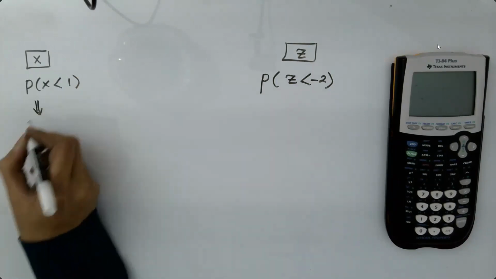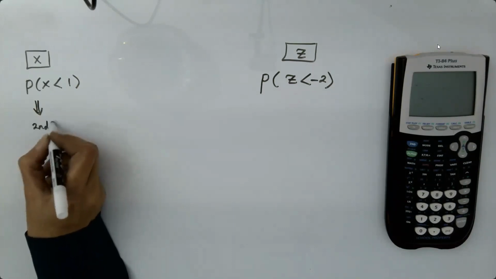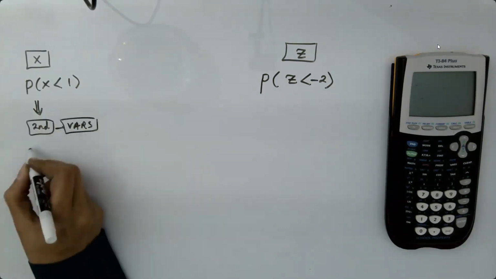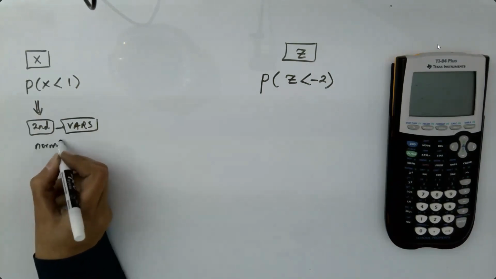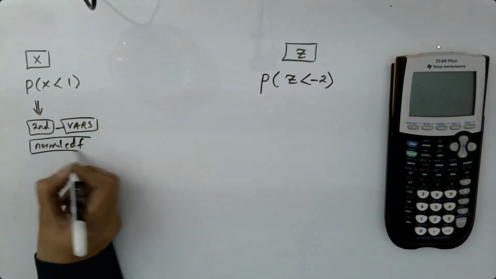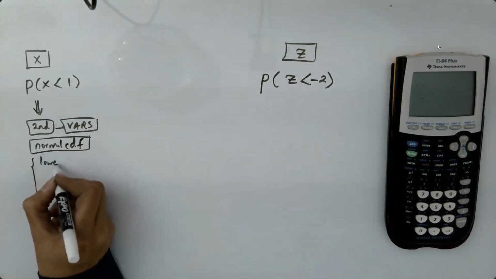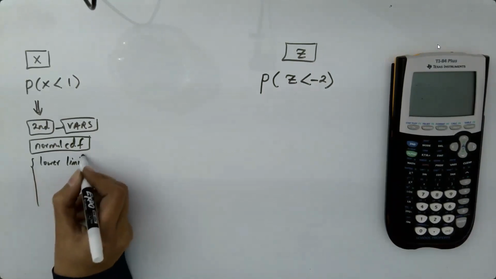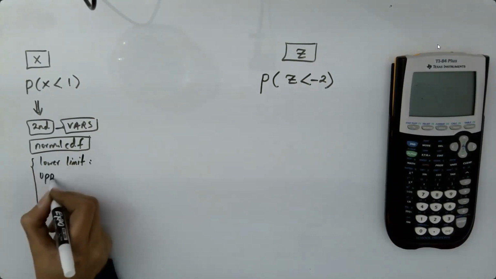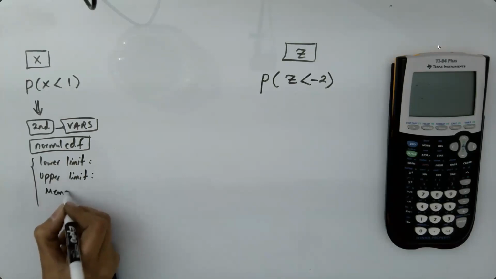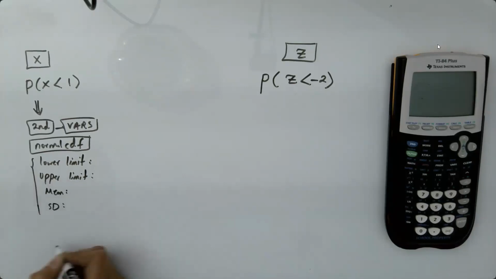In this case, we're going to go to second vars, find the normal CDF, the lower limit as usual, the upper limit as usual, mean, and the standard deviation.